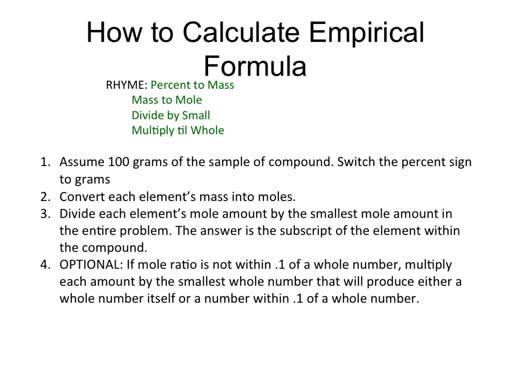And then the last part of the rhyme, multiply till whole, is actually an optional step. It will only happen if the mole ratios that we just talked about in step number 3 do not fall within 1/10 of a whole number. In that case, we will have to multiply each amount by the smallest whole number that will give us either a whole number itself or a number within 1/10 of a whole number. That last step sounds a little confusing, but it really is not too difficult. So let's do a couple of examples to see how this all plays out.